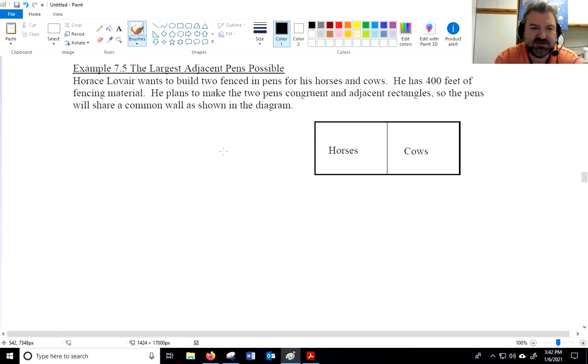A little different situation. So Horst Lover wants to build 2 fenced-in pens for his horses and cows. He has 400 feet of fencing material. Again, probably not enough, right? He plans to make the 2 pens congruent and adjacent rectangles. So the pens will share a common wall as shown in the diagram.